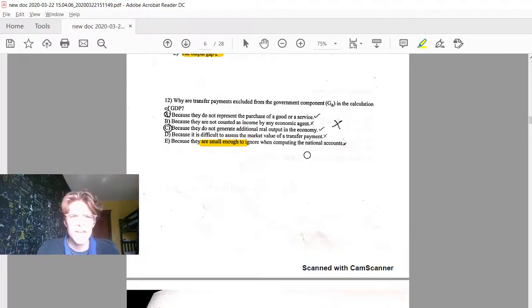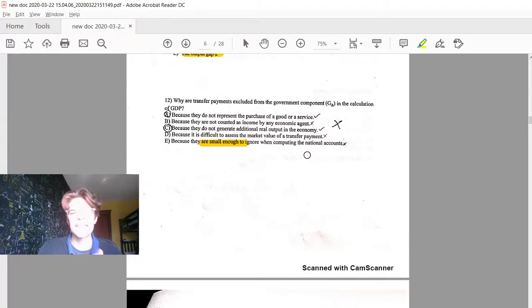Because they are not counted as income by any economic agent. So that's also not true, because that's a fixed income. Like the example I used of a pension plan is fixed income for seniors, so that would be their income. And then it's down to they do not generate additional real output to the economy, and they do not represent the purchase of a good or service.